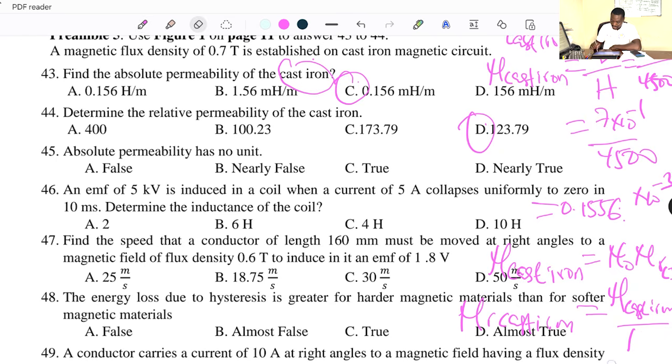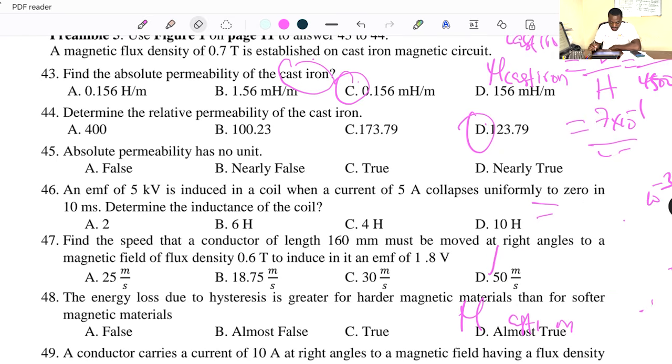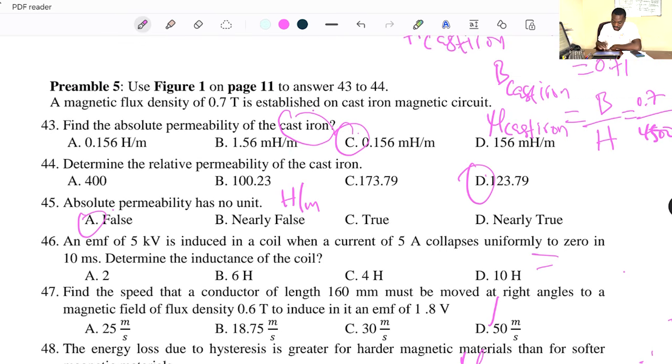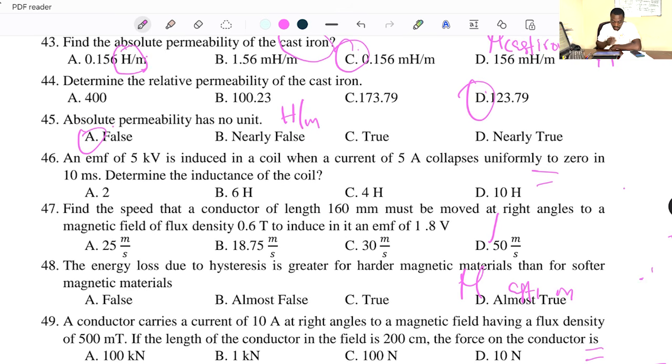Now question 45, right? Absolute permeability has no unit. This is false, right? It has a unit, right? So this will be false. The unit of absolute permeability is Henry per meter, which you can see here, right? You see the unit Henry per meter.